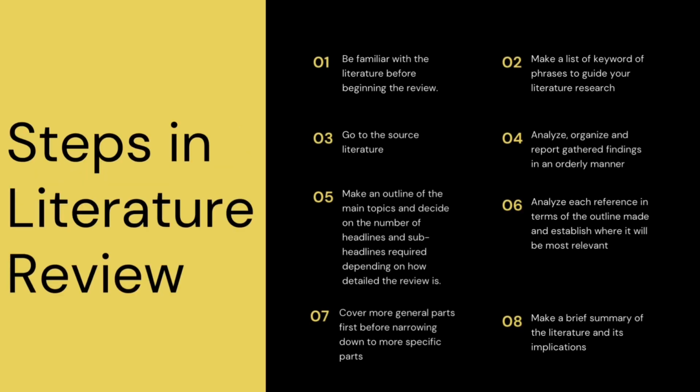Steps in literature review. Be familiar with the literature before beginning the review. Make a list of keywords or phrases to guide your literature research. Go to the source literature. Analyze, organize, and report gathered findings in an orderly manner. Make an outline of the main topics and decide on the number of headlines and subheadlines required depending on how detailed the review is. Analyze each reference in terms of the outline made and establish where it will be most relevant. Cover more general parts first before narrowing down to more specific parts. Make a brief summary of the literature and its implications.